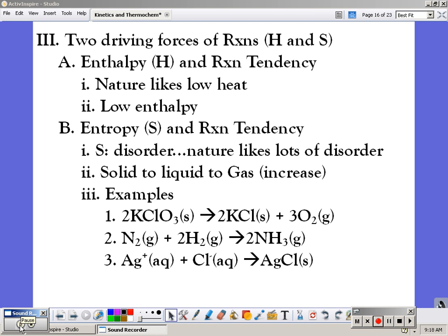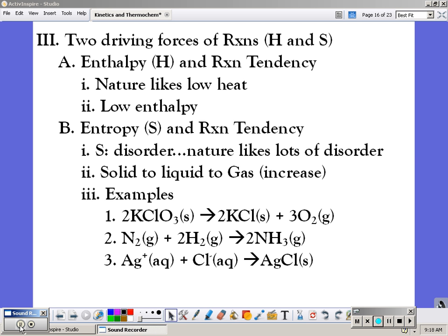There are two driving forces for a reaction. Reactions are either spontaneous or non-spontaneous. Spontaneous means the reaction takes place on its own. Non-spontaneous means we have to help it actually take place. We have to give it a jump start.